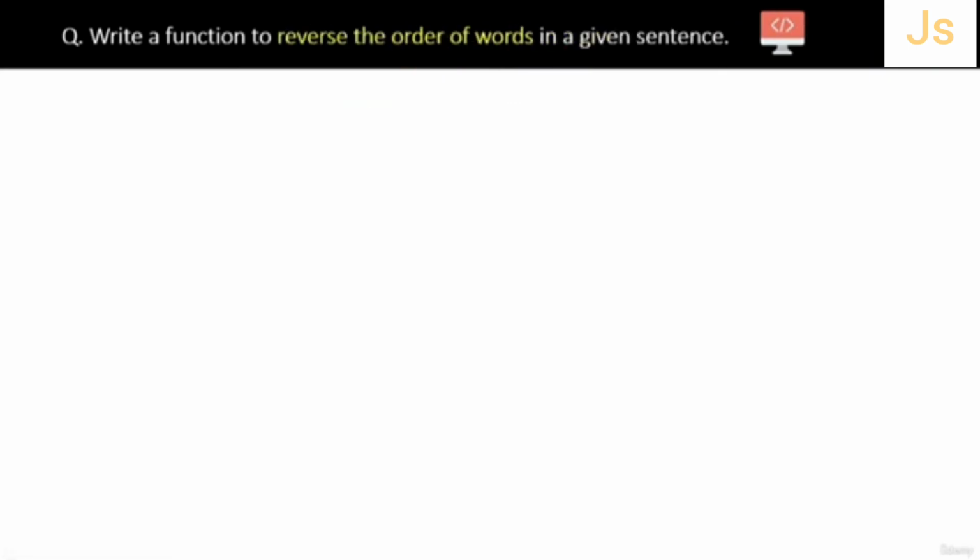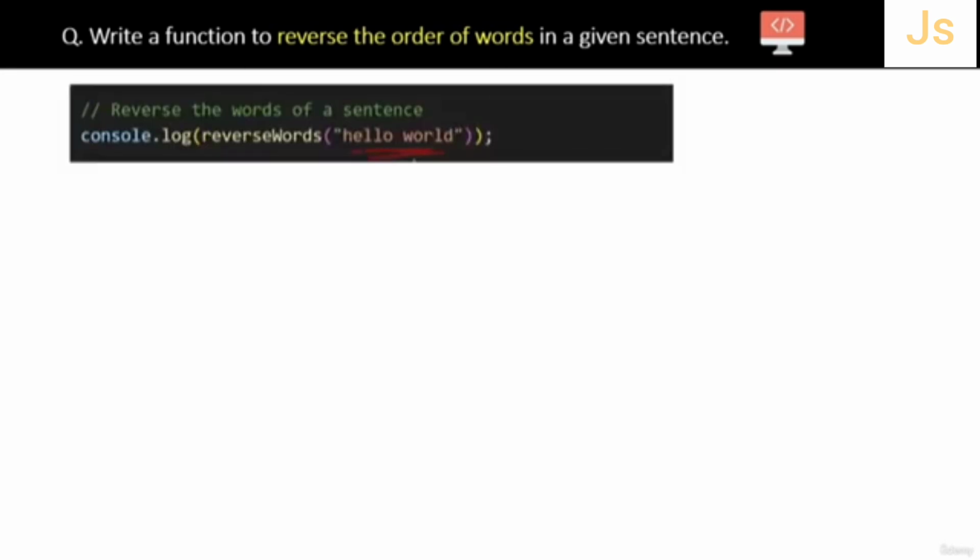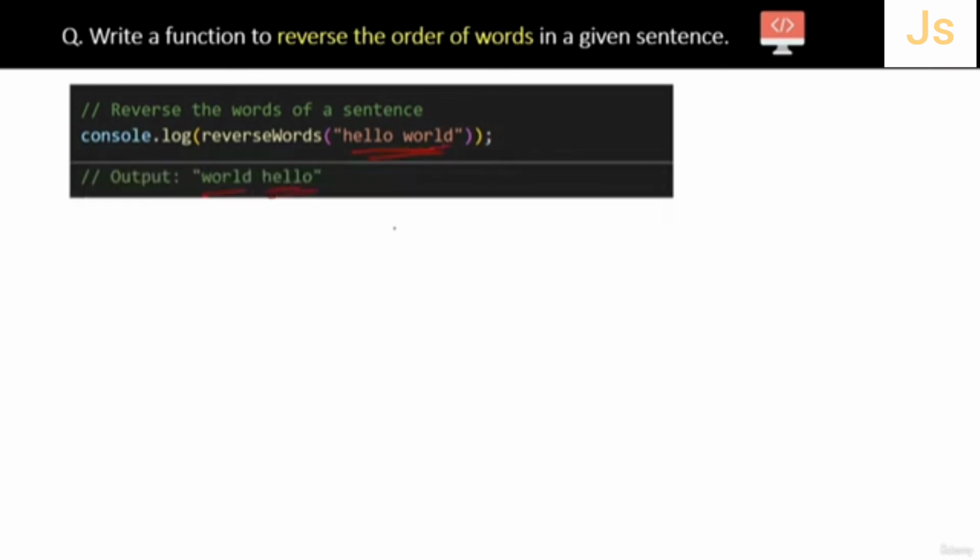Great. Write a function to reverse the order of the words in a given sentence. Reverse the words, not the characters, okay? It's different. So for example, here is the sentence hello world. Now you have to reverse the words and get something like world hello. So see, characters not reversed, only words.